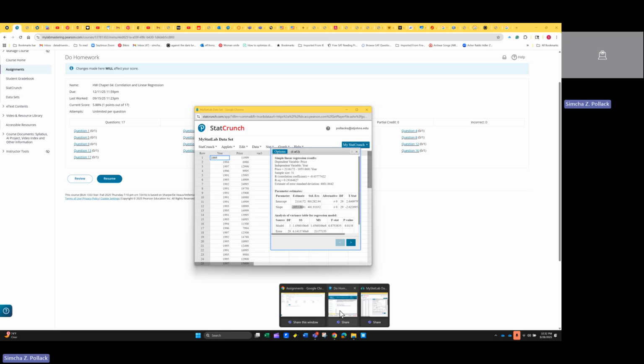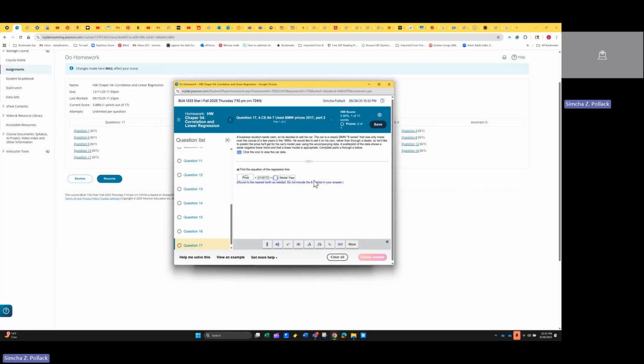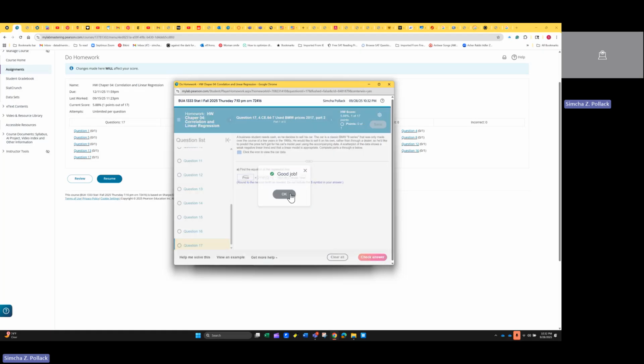Oh, it's about keeping these windows straight. That goes here. The slope is a number in front of the X, in this case, model year. And we have now the answer. So check answer. And so far, so good.